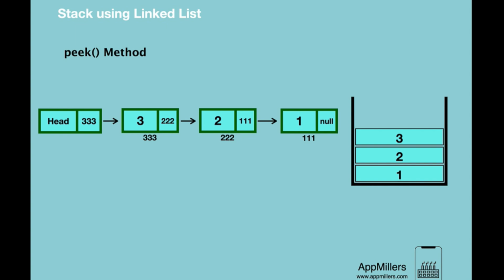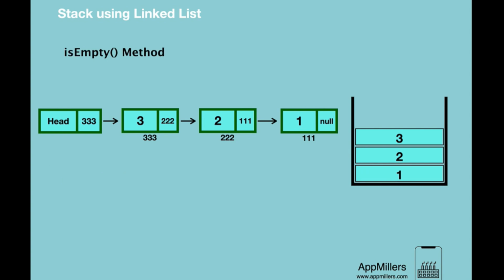Now the next method is the peek method. So we know that the peek method returns the top element in the stack. So in our case, the last element that is inserted to the stack is the first element in the linked list. This means that when we call the peek method, it will always return the first element from this linked list. So to return the first element, we just need to return the head value. We know that head points to the first element, so the head value is the value of the first node over here.